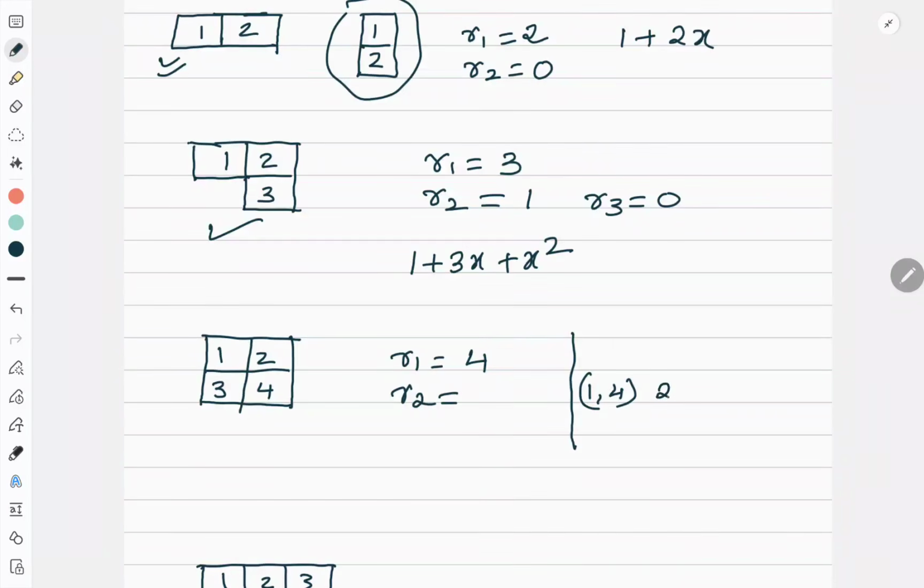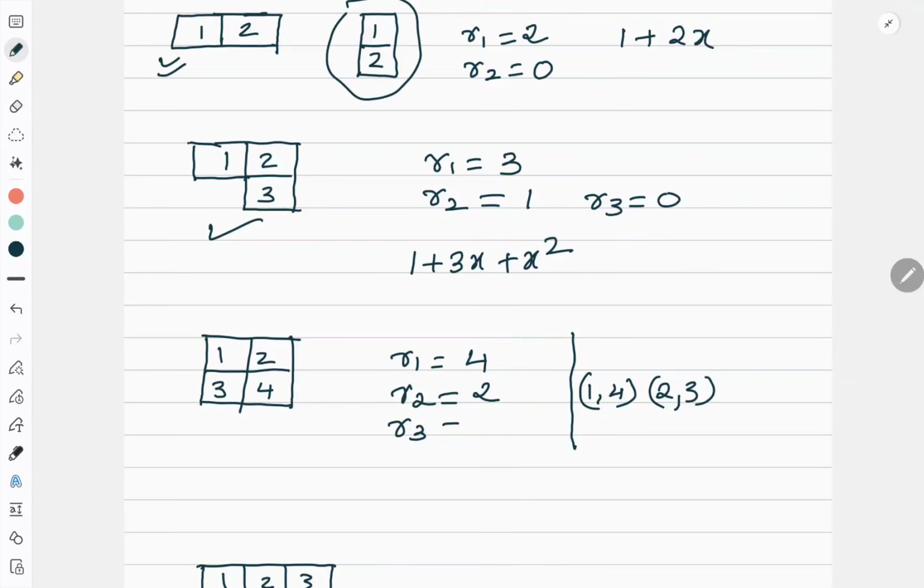Now all possibilities of 1 I have checked. Now go to 2. 2, can I place it with 3? Yes, I can place. Can I place it with 4? No, I can't. They will capture each other. So all possibilities of 2 also I have checked. Now go to 3. 3, I cannot place it with 4 because they are in the same row, so that is also not possible. So R2 is only 2. If I have written 1, 3, I should not write 3, 1.